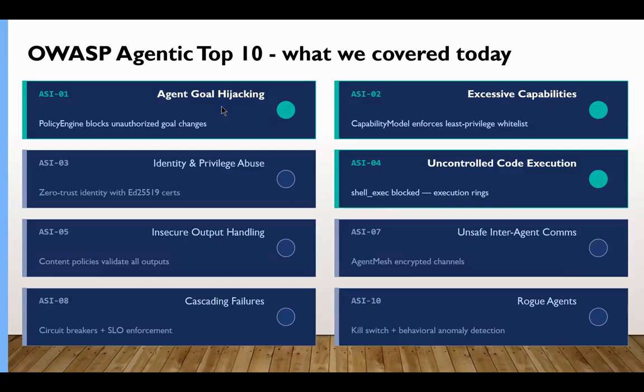Speaking of OWASP, everything we just built maps directly to specific risks on the agentic top 10. That's the official security standard for AI agent systems. First is agent goal hacking, second is excessive capabilities, and fourth is uncontrolled code execution, which we just covered in this video.